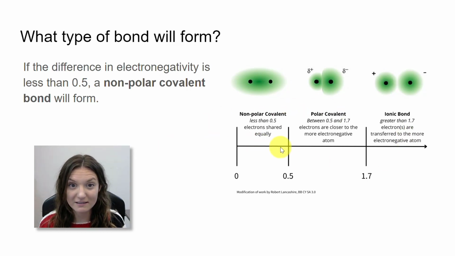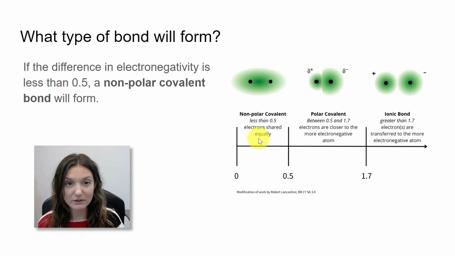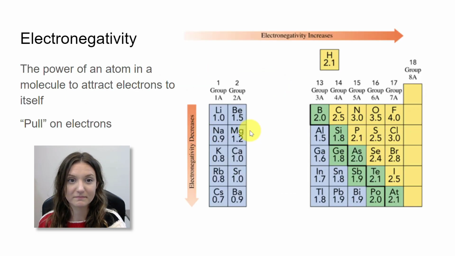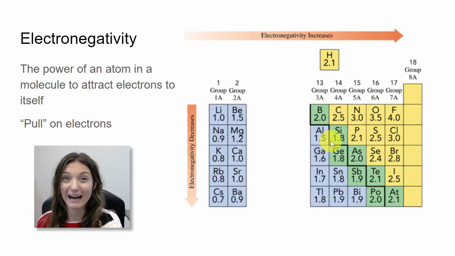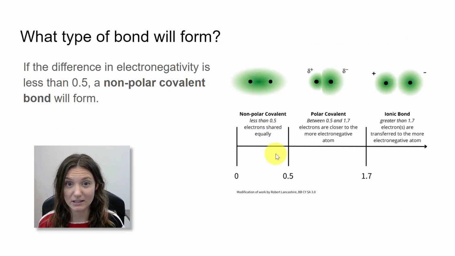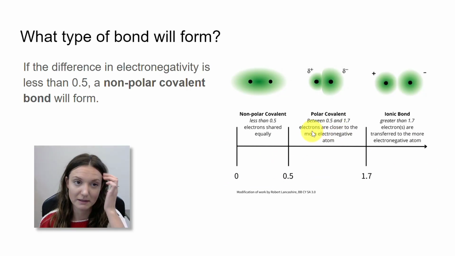So this chart right here, okay, I will give you an electronegativity scale, like this one back here. Okay, I will give you a scale like this on an exam. However, I will not give you this chart right here. So we need to remember the difference in electronegativity and what type of bond will form. Okay, we're going to walk through lots of examples in just a minute.